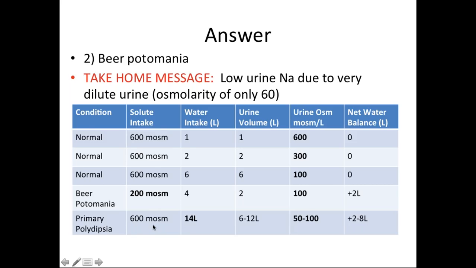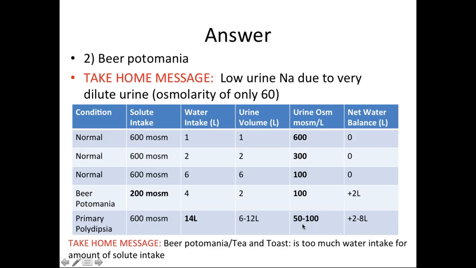You're eating a 600 milliosmole intake, but the water intake will be very, very high, and you will need to take 14 liters worth of fluid, because if your urine osmolarity is 100, you'll be able to get rid of 6 liters. If it goes down as low as 50, you should be able to get rid of 12 liters. So depending on how low the kidney can go, 50 to 100 is the usual range. If you take 14 liters, you will be 2 to 8 liters positive, depending on how low the kidney can go.